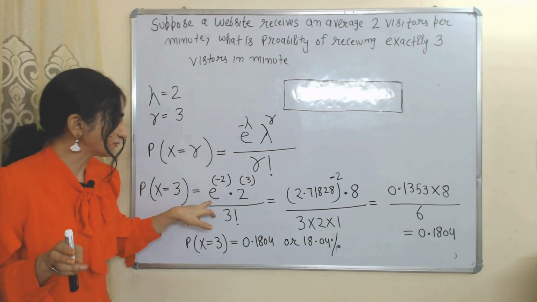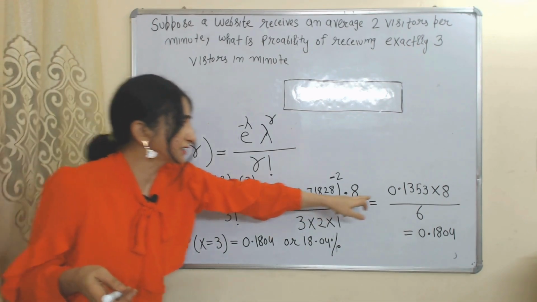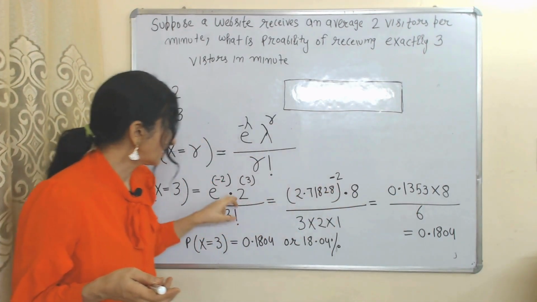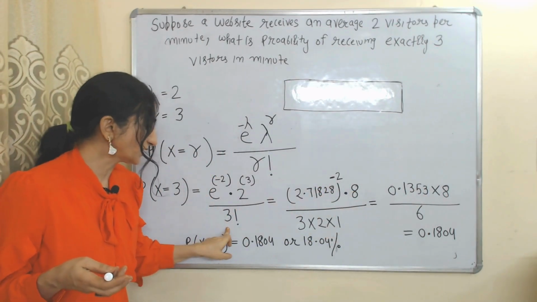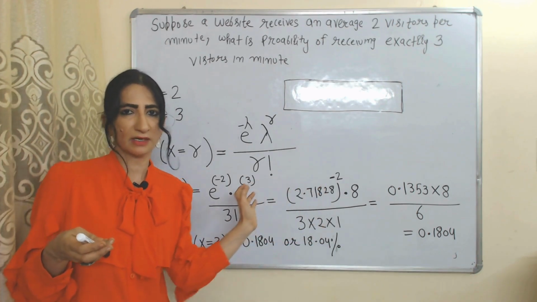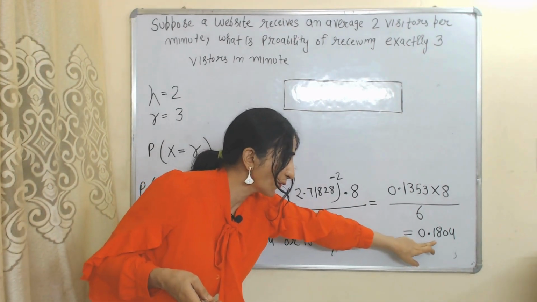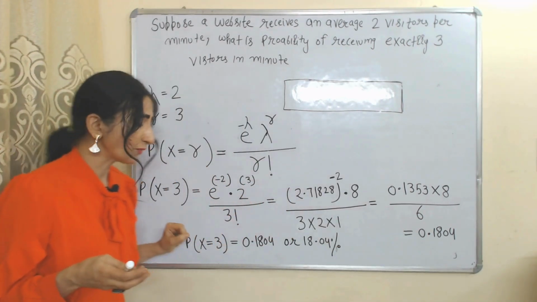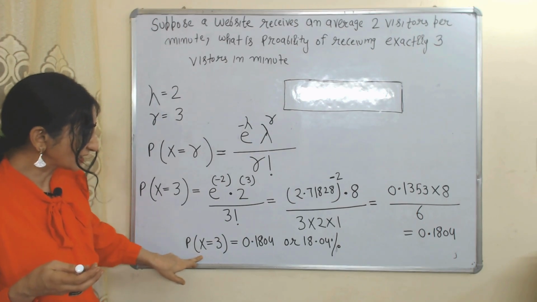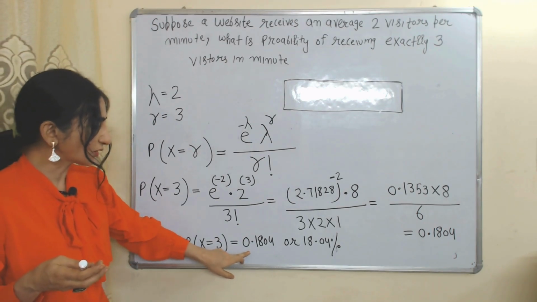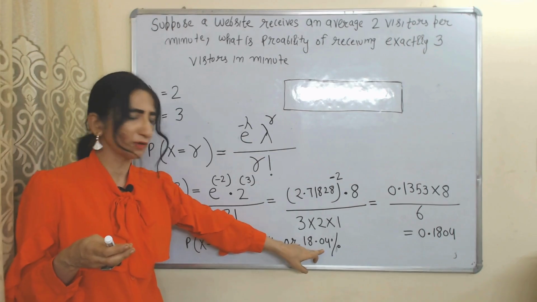As we earlier discussed, the value of e is approximately this, and when we solve this it will become equal to this, and when we solve this part it will become equal to this. As we know, in the case of factorial we do reverse counting, and when we solve this part it will become equal to 0.1804. So we can say that the probability of finding exactly 3 visitors in a minute is equal to 0.1804, or we can say 18.04%.